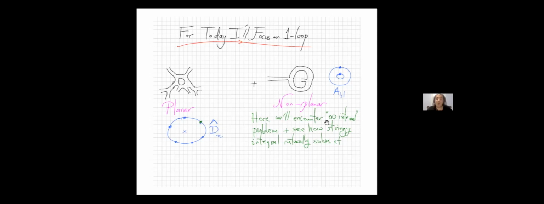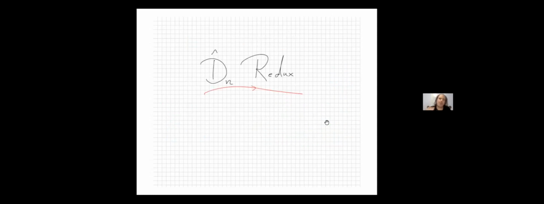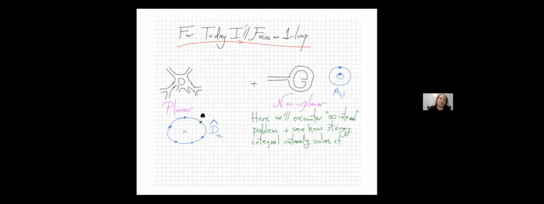We'll encounter it, and then we'll see how this stringy integral and the stringy amplitude associated with these things naturally solves the problem and gives us directly an amplitude, no extra infinity, just directly what we want. All right. So let's first talk about the usual planar guys. And so what I want to do now is step back for a second and tell you exactly what these polytopes are and the simplest way of thinking about them.